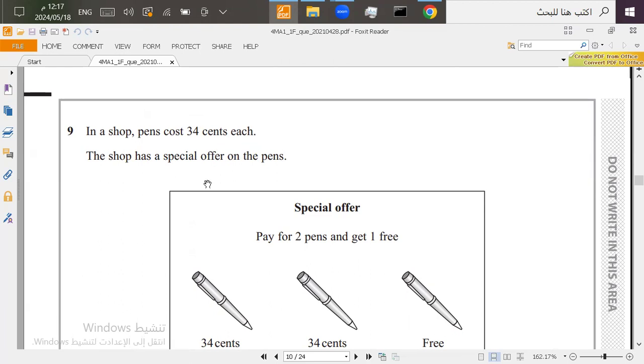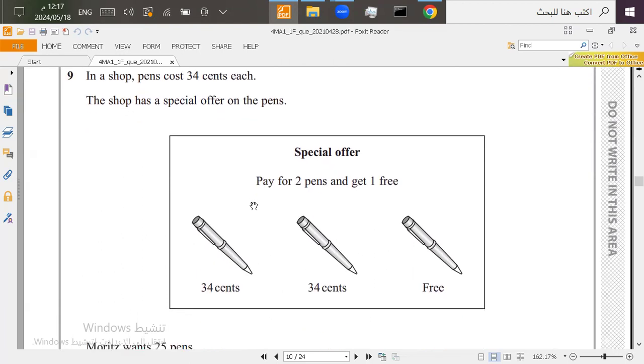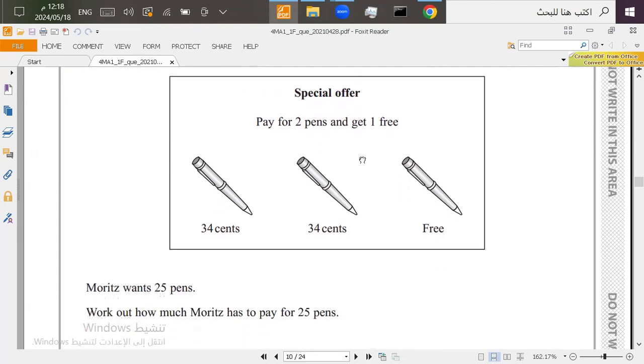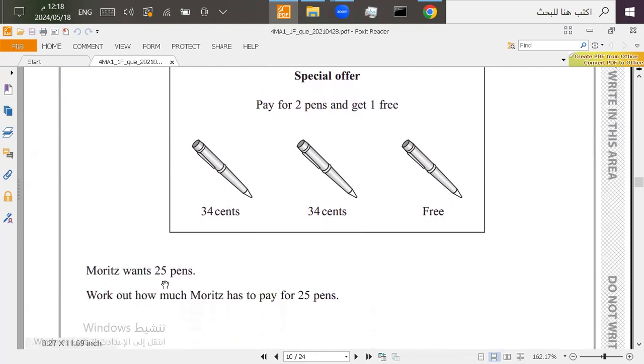The shop has a special offer on the pens. This is a special offer: pay for 2 pens and get one free. So pay for 2 pens and you get one for free. Now, Moritz wants 25 pens. He wants to buy 25 pens. Work out how much Moritz has to pay for 25 pens using that offer.